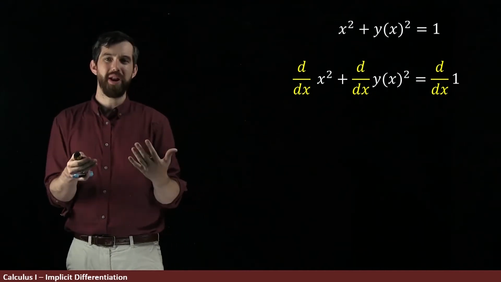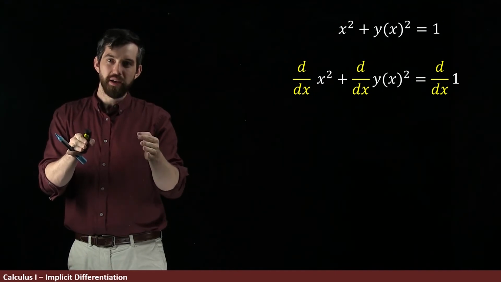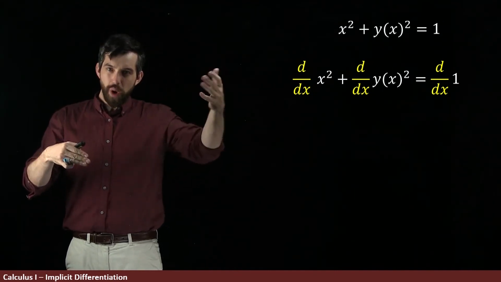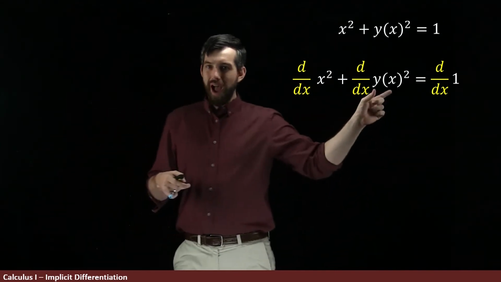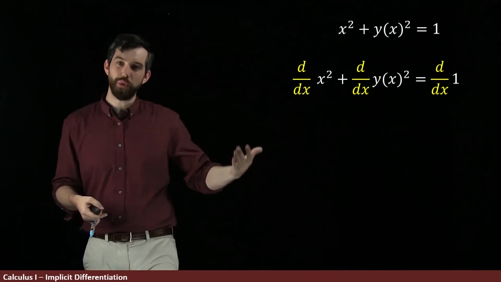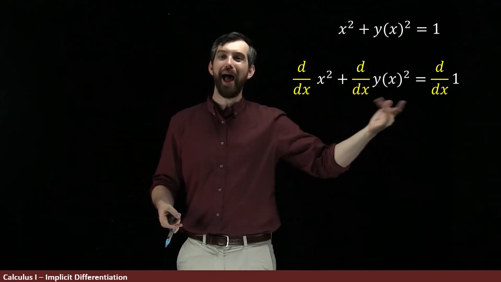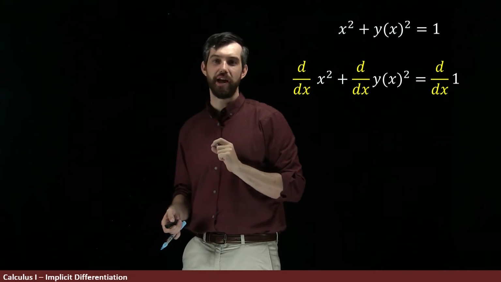What I want to think about when I take the derivative of the y squared is there's an inside function, the y, and there's the outside function, the squaring function. So y squared is a composition. There's an outside and there's an inside. So when I take its derivative, you take the chain rule. Derivative of the outside, so 2y, then times the derivative of the inside, times y prime.